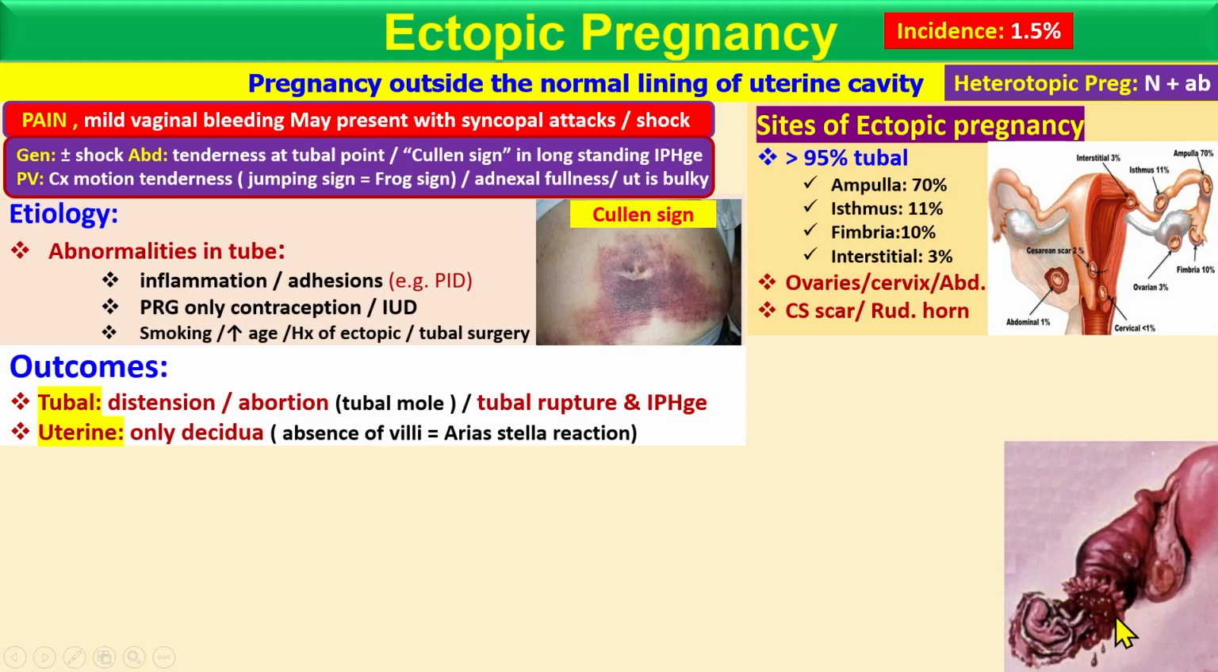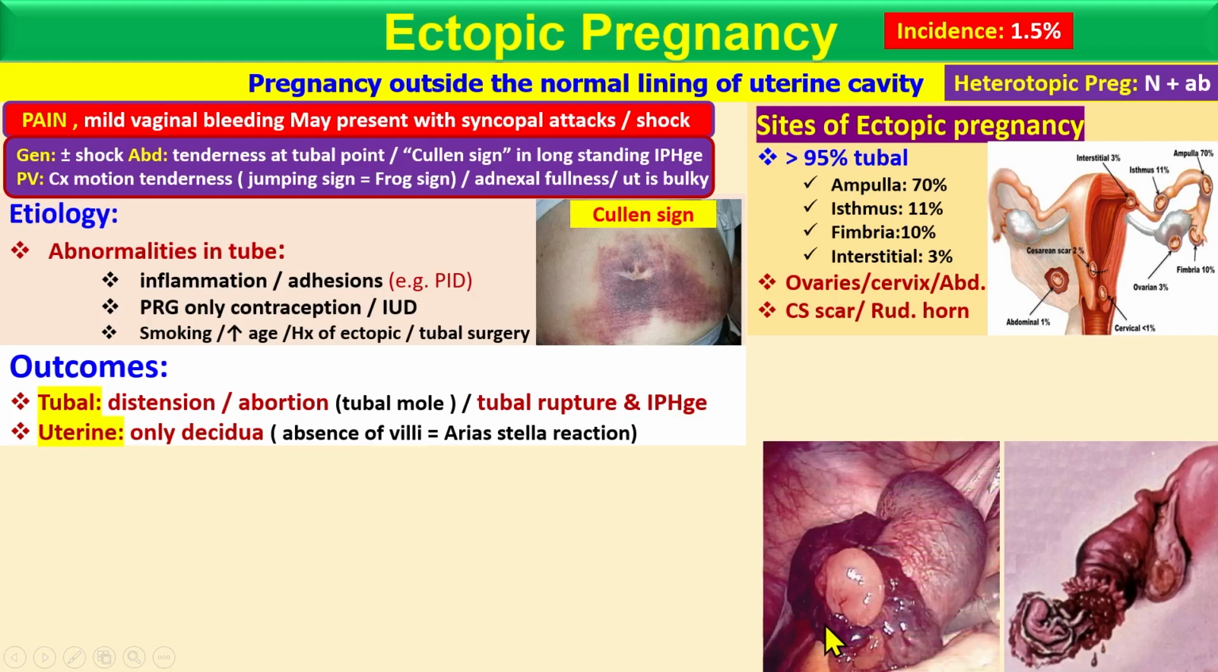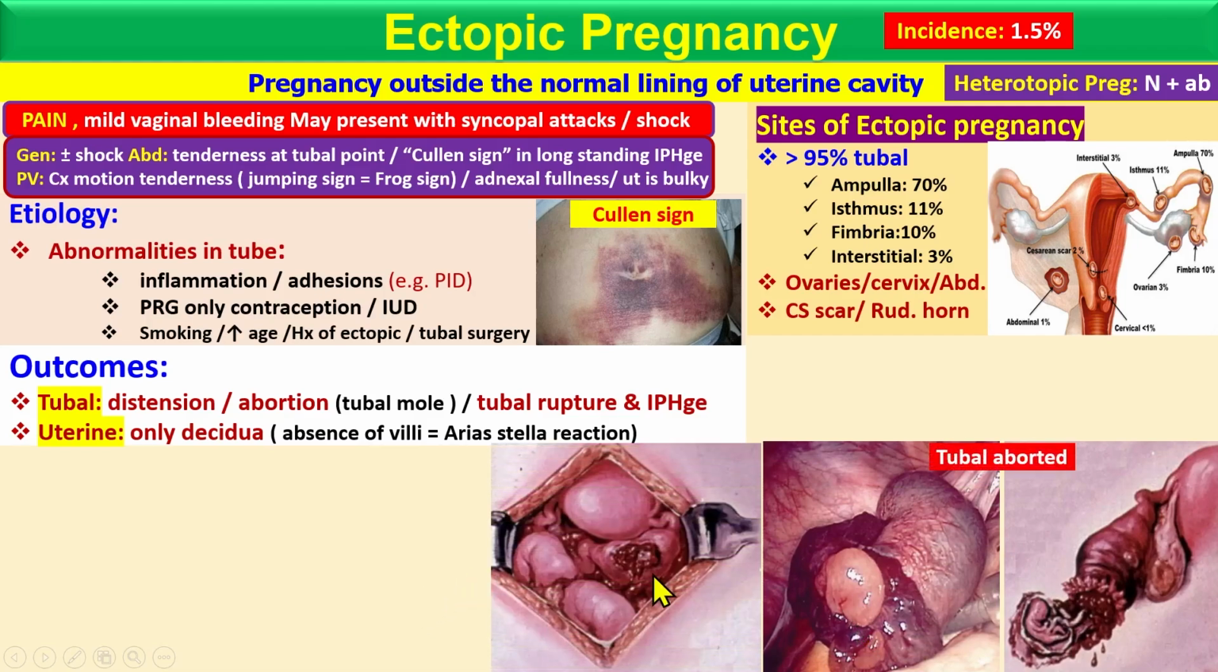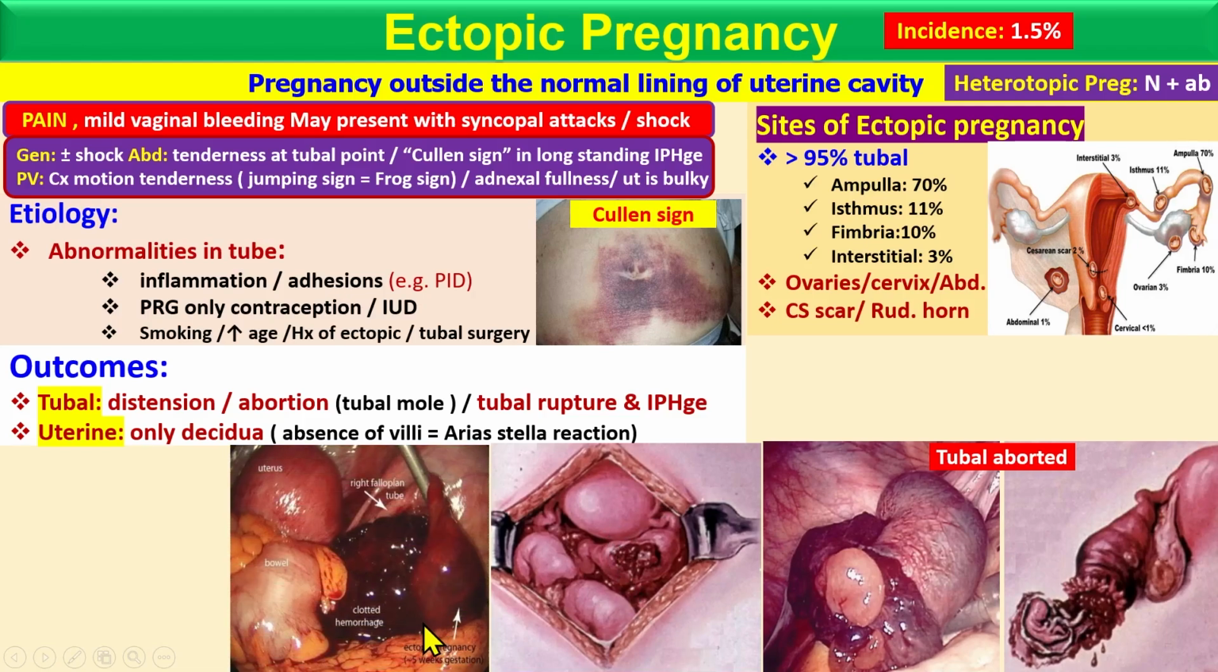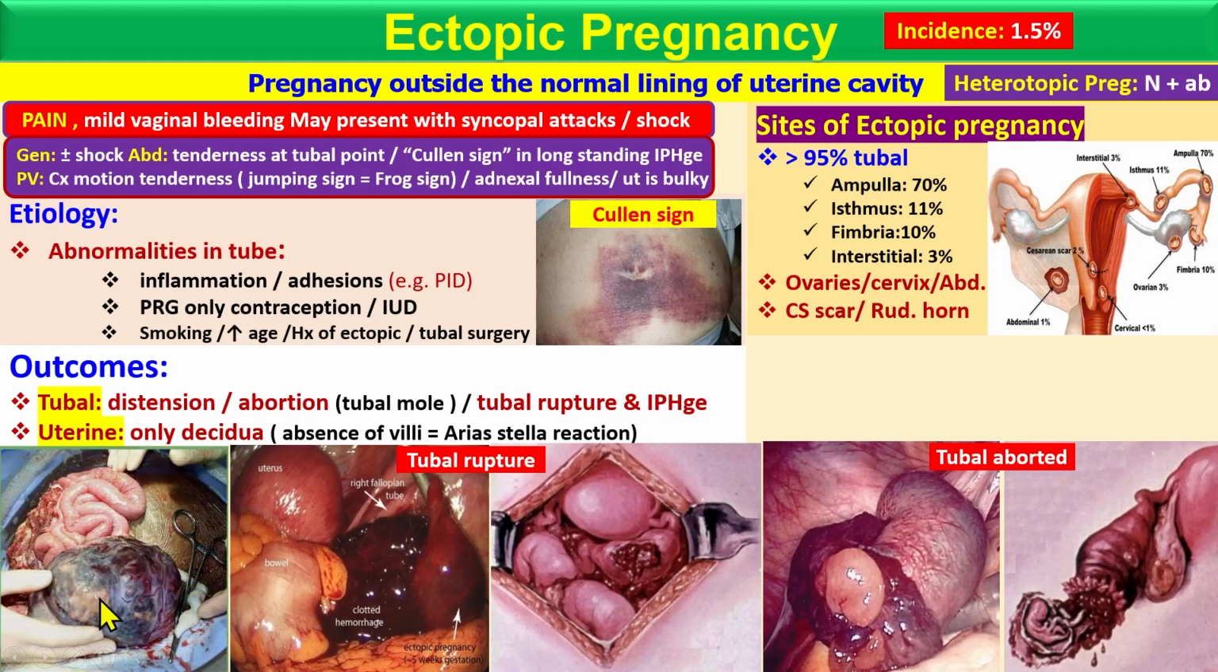In this picture, what you can appreciate is the aborted tube. And in this picture you can again see the tube is aborted, and here you can also see the rupture of the fallopian tube. Here is the laparoscopic view where you can see the ectopic pregnancy component, and here is the hemorrhage due to rupture. So this is the tubal rupture you can see, and here is the case of the extraperitoneal rupture. This is one of the complications in ectopic pregnancy.